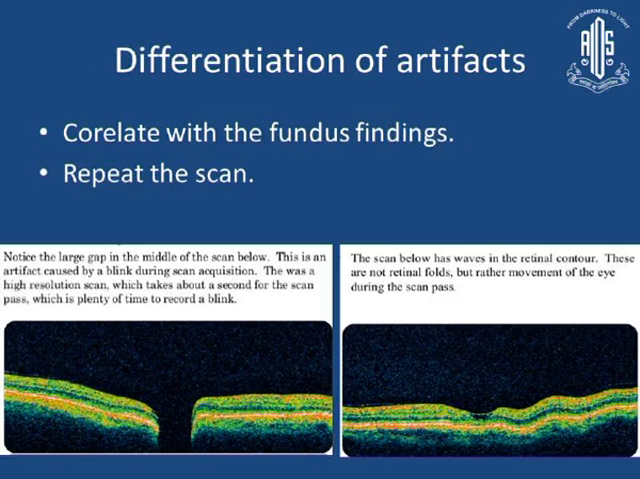Now how to differentiate them from actual pathology? First of all, correlate with the fundus picture. You see that area if there's any abnormality there, and then repeat the scan. So if it is an artifact, it will not come in the subsequent scan.